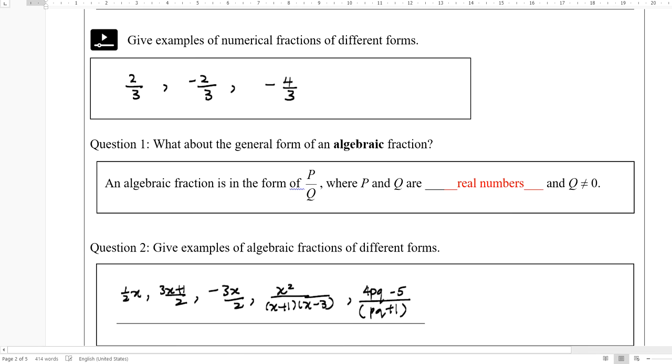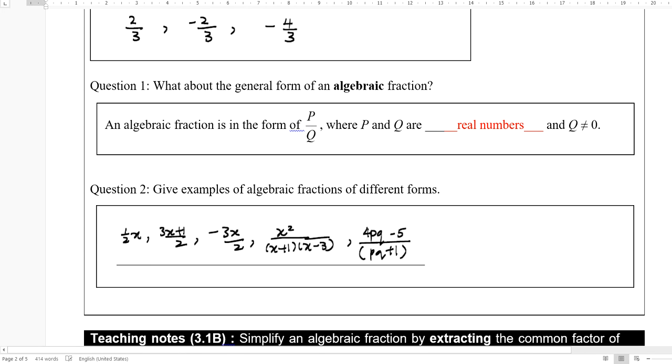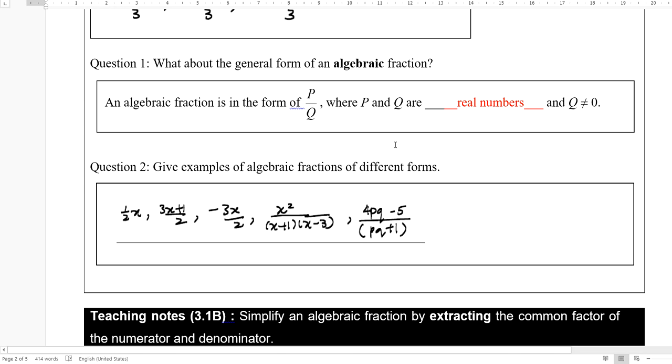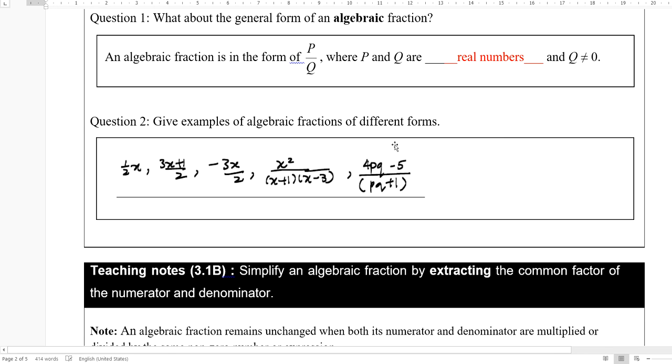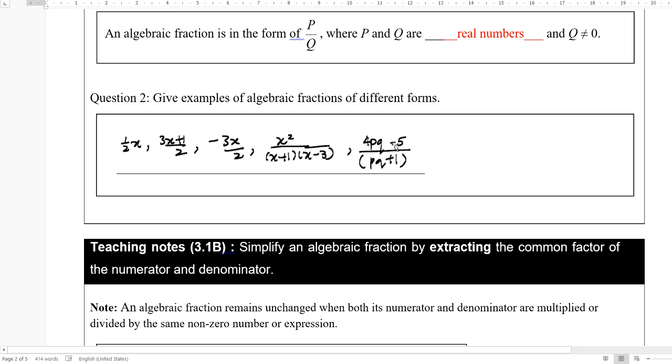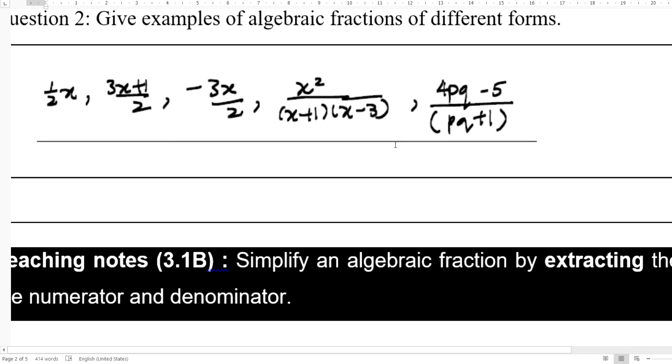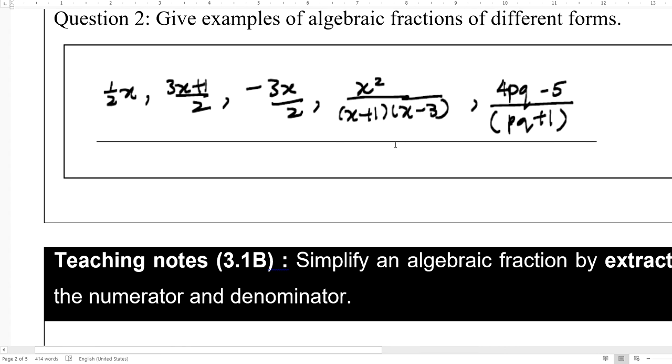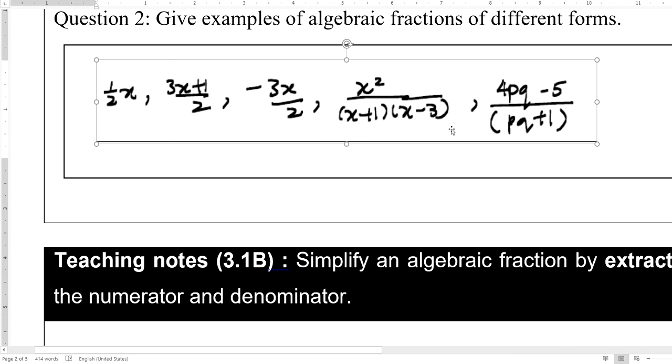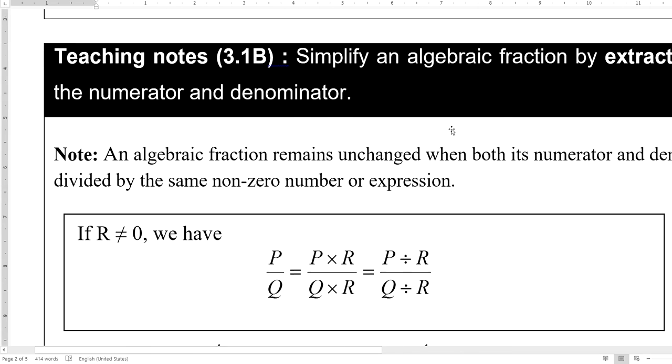Now for algebraic fraction, we've got P and Q, they are real numbers, and Q is not equal to 0. Real numbers meaning any number you can think of. Okay? Examples of algebraic fractions of different forms. You may copy these down. These are just some examples. Okay, over here. The fourth fraction.